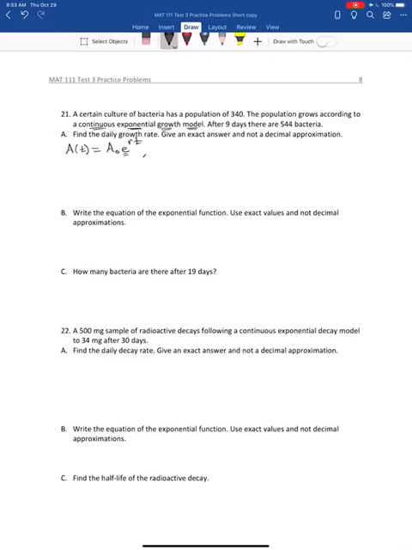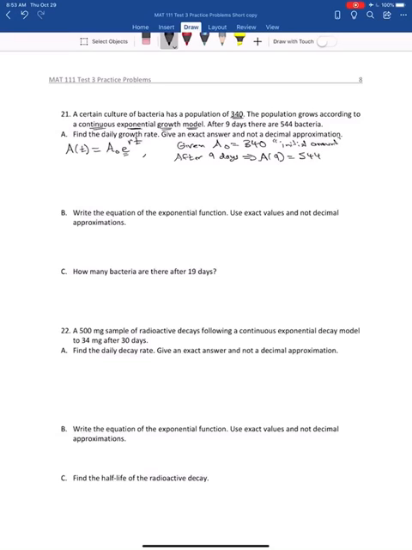So let's go ahead and talk about that. We're given a sub 0 equal to 340, the initial amount. And then we're also given after 9 days, a future amount. So we're given our t value. After 9 days implies A of 9, the amount in 9 days, ends up being 544 bacteria.